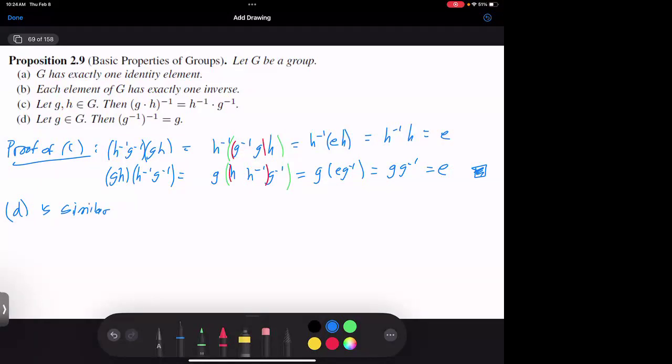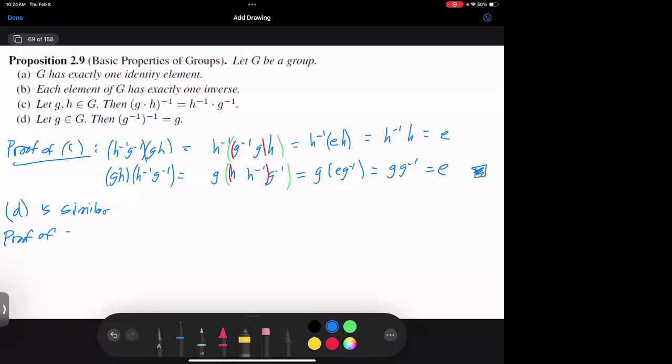So it's a good exercise. You should prove D. Okay. So now we can do either A or B. Let's do A.